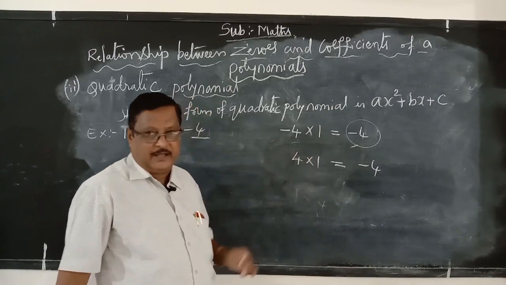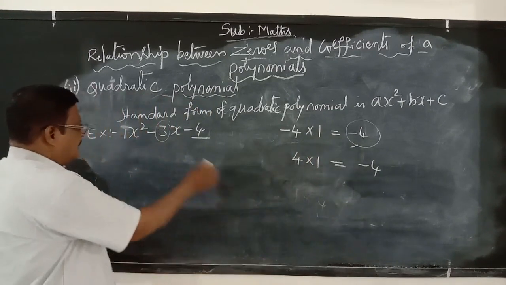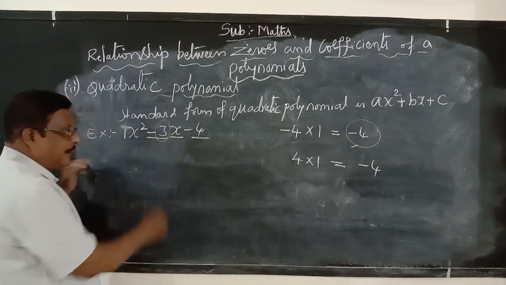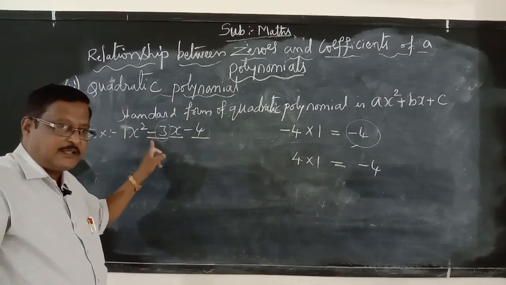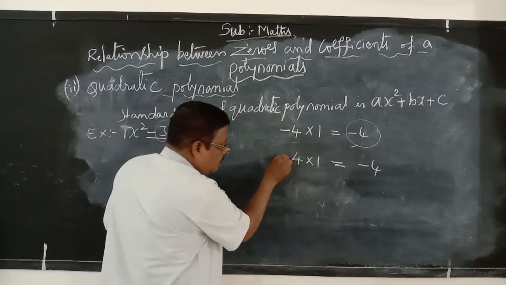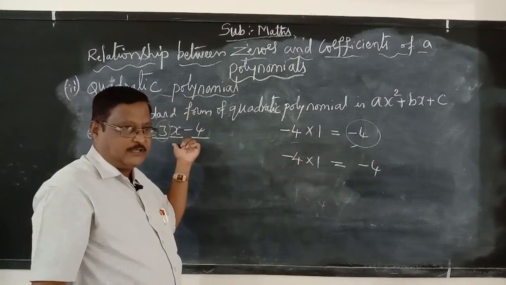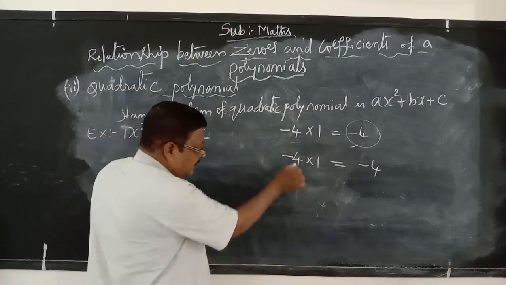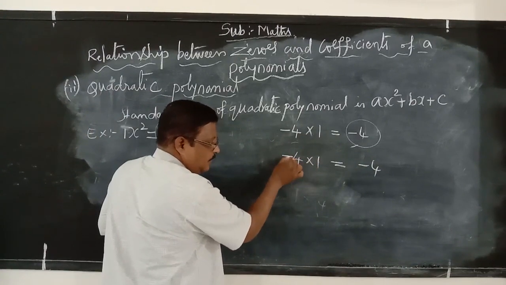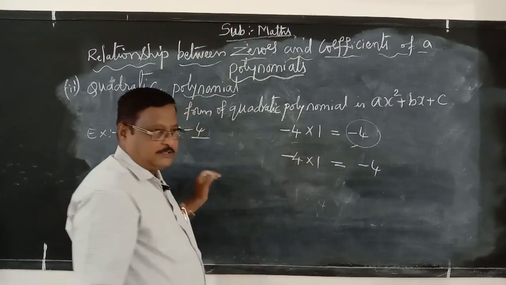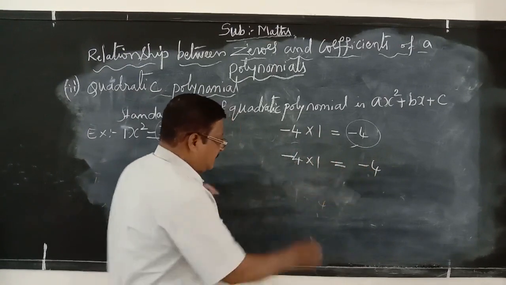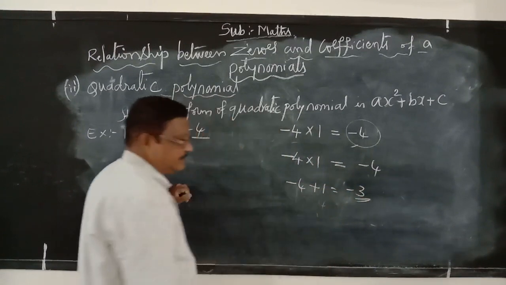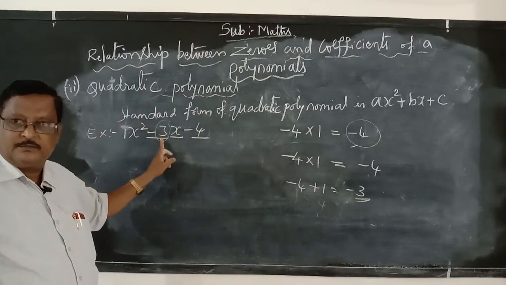Which number is minus? You see the coefficient of x, this is the x term, the coefficient of x is what? Minus 3. This minus sign we add to the bigger number. This is the bigger number. Out of 4 and 1, the bigger number is 4. Here you add minus. Minus into plus, minus. Here you see minus 4 plus 1 is nothing but minus 3. Minus 3 is the coefficient of x.